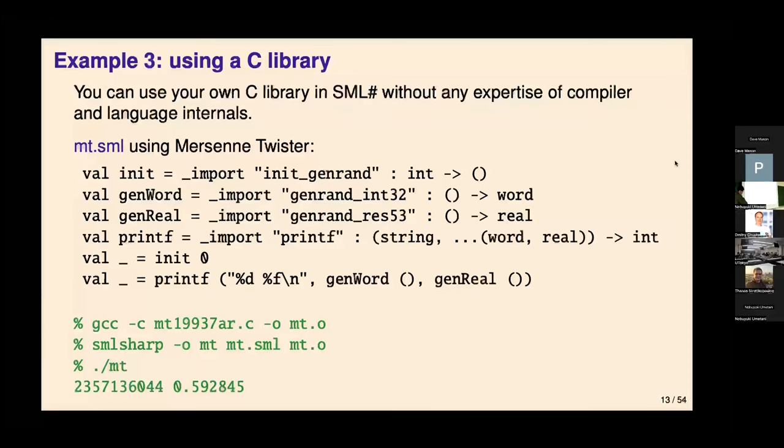So not only the standard C library, but also your own library can be used in SML Sharp. You can use your own C library. So for example, the Mersenne Twister library, which is developed by the original website of the Mersenne Twister random number generator, to import it, you specify the name of the function and the type of the function like this.